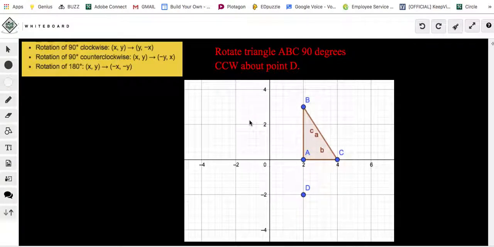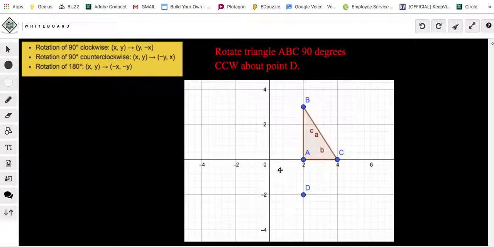Hi guys. Okay, so today we're going to talk about rotating objects around a point that is not the origin. This is just if they give you a point that's not 0, comma 0, we're going to talk about how to rotate the objects around that point. As you can see, I have up here a little problem, and it says rotate triangle ABC, which you can see I have graphed already right here, 90 degrees counterclockwise about point D.